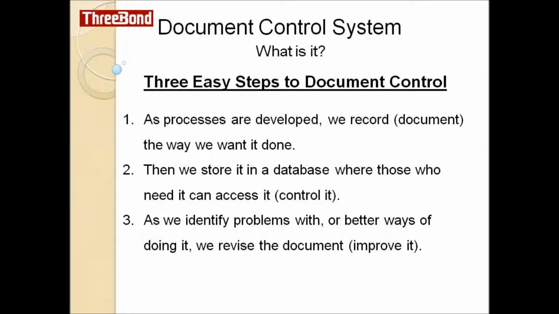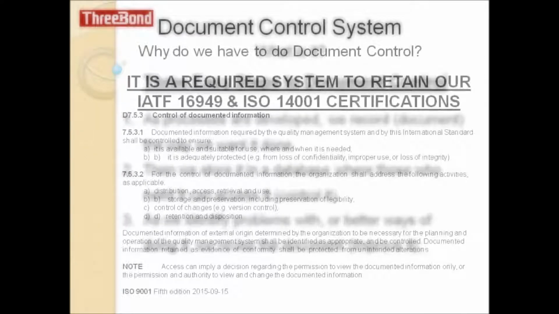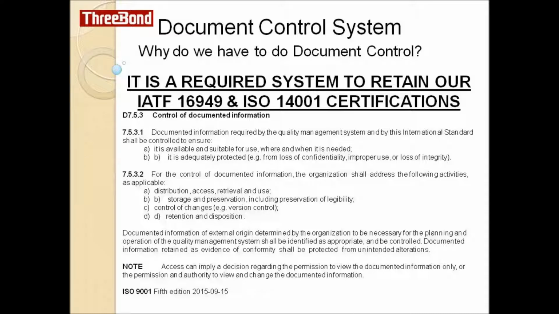So why do we have document control systems anyway? Well, the first reason, and most unavoidable, is document control is a requirement of our IATF 16949 and our ISO 14001 certifications. It mandates that we have a functioning document control system that is implemented and effective, and we have to verify this annually to a third-party auditor.